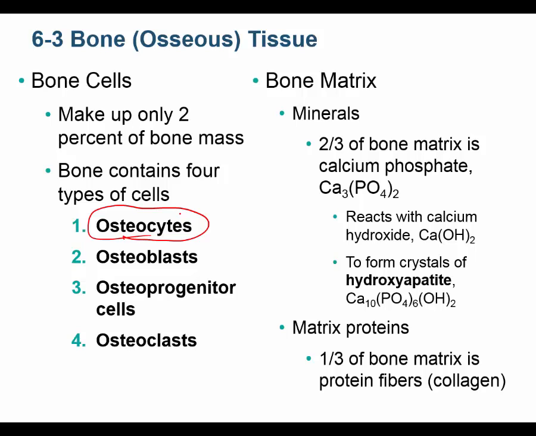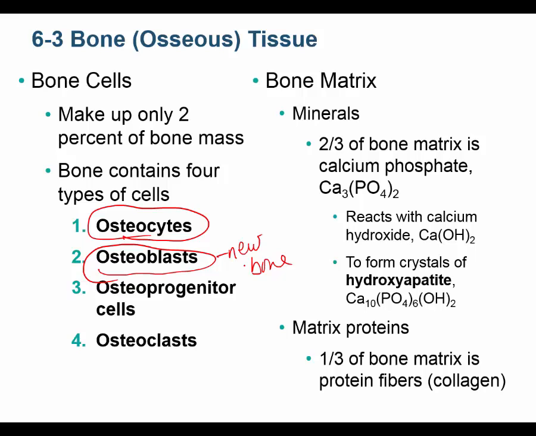So how do we get to this mature osteocyte, and what cell makes bone anyway? And the answer is osteoblasts make bone. These make new bone. And then osteoblasts will actually mature into an osteocyte. When it's done making the new bone, it matures into the osteocyte and just maintains the bone that's around it.